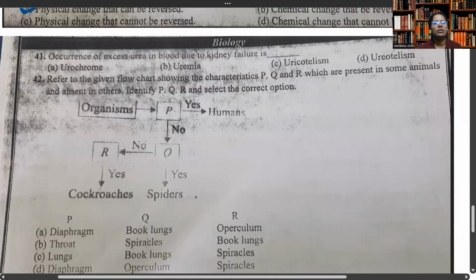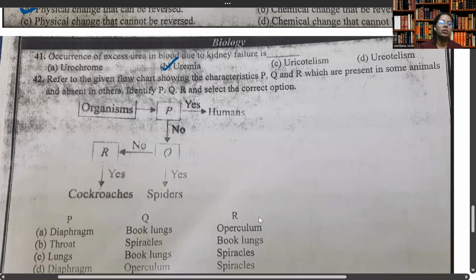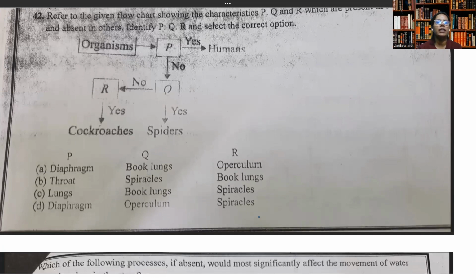Moving on, occurrence of excess urea in blood due to kidney failure is uremia. Then we have to refer to the flow chart. Okay, so we have been given organisms and they contain some particular characteristics, and accordingly we have to answer. So a characteristic that is present in human, that is P. So let's see. Diaphragm is present in human, throat is present in lungs. Okay, so we are not able to eliminate. No worries. Let's look at cockroaches. Cockroaches contain R. So we know that cockroaches contain spiracles. So it is either C or D.